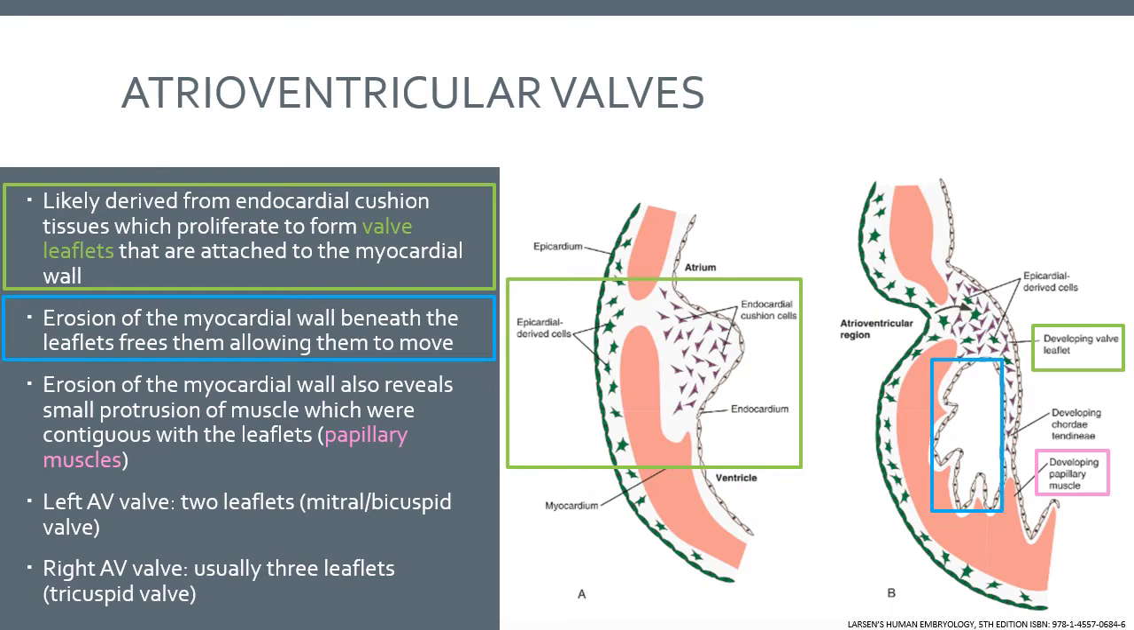So you actually know which side of the heart you're talking about based on which kind of valve is being described. So if you're reading a report that's talking about the mitral valve, it's referring to the left side of the heart.